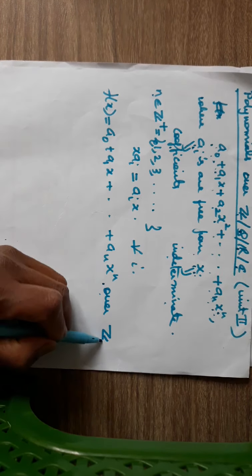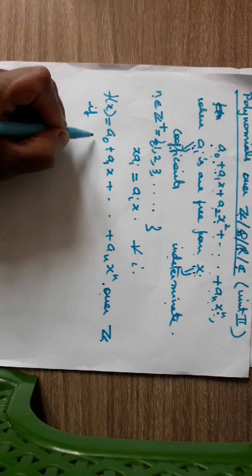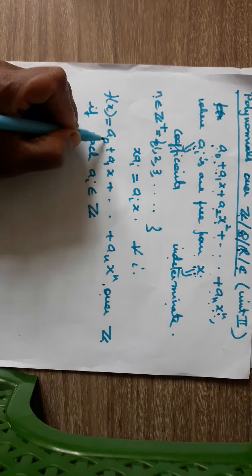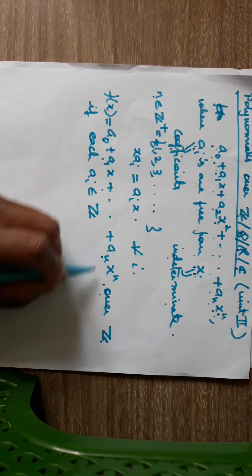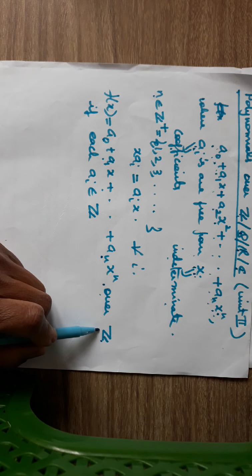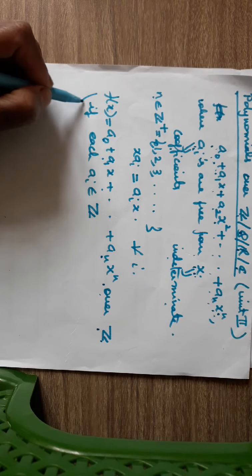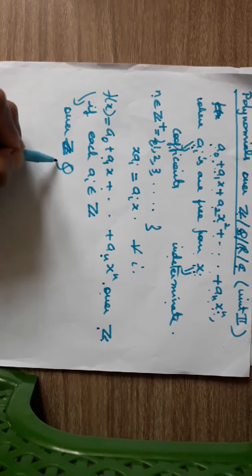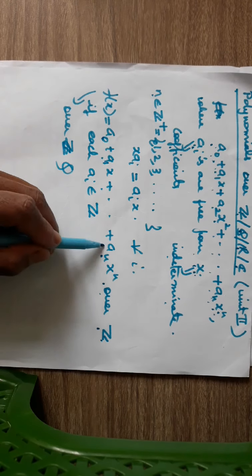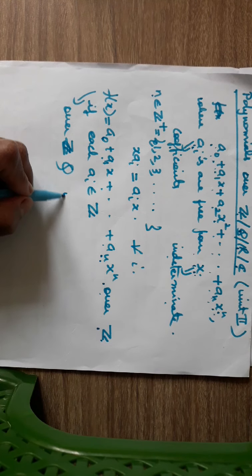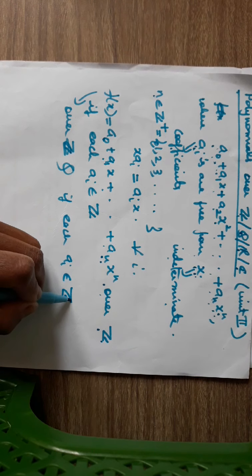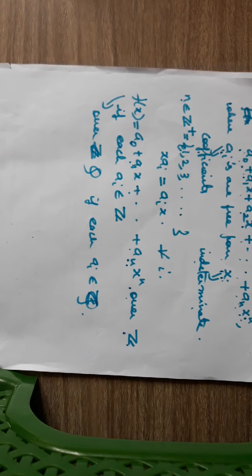f(x) is called a polynomial over the set of integers if each ai belongs to the set of integers, meaning each of the coefficients of this polynomial belongs to the set of integers. Now it is called a polynomial over the set of rational numbers if each ai belongs to the set of rational numbers.